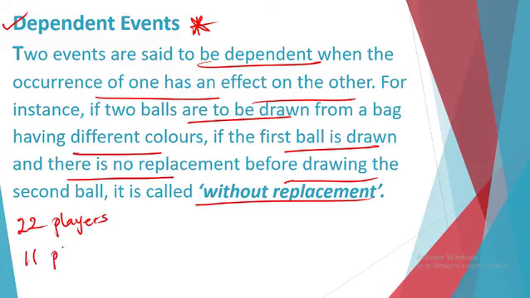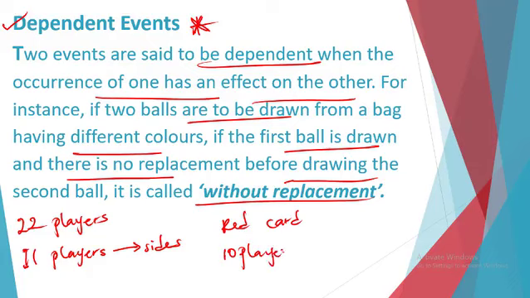I will give an instance now in a field where we have 22 players, 11 players from both sides. Out of these 11, if someone receives a red card, the person leaves the field, and the total number in his team becomes 10 players instead of 11. And then the total players in the field from both sides becomes 21 instead of 22.